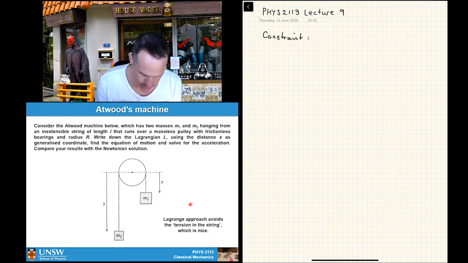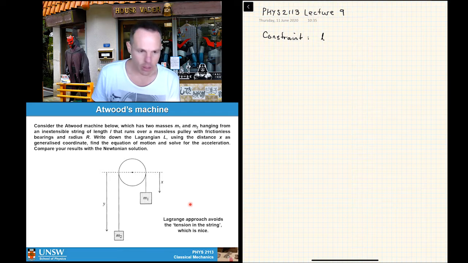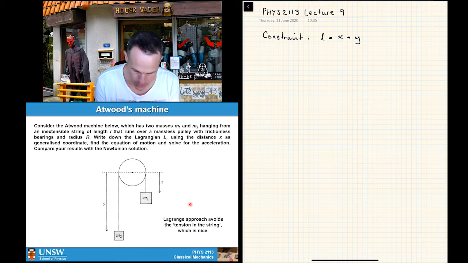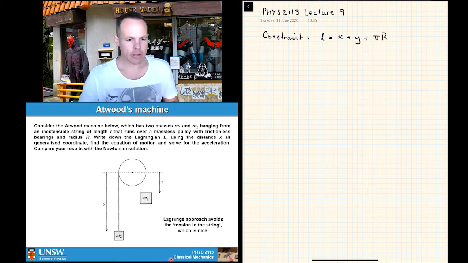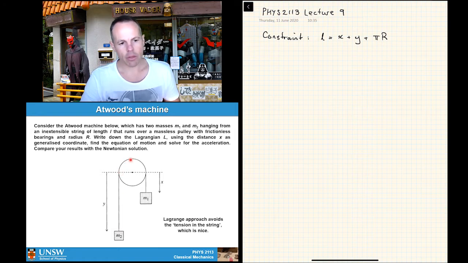It basically is that the length of the string L is going to be equal to our distance x plus our distance y plus pi times the radius of the pulley. So really the length L is going to be all the way up to here, the half circumference of the pulley plus this distance x.